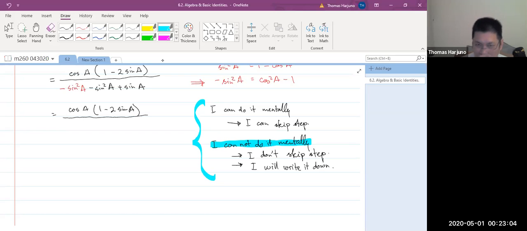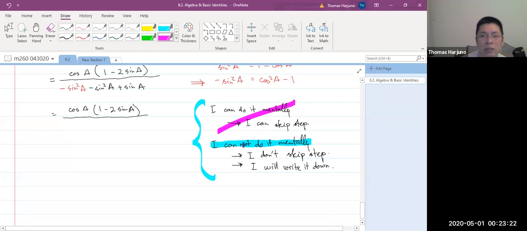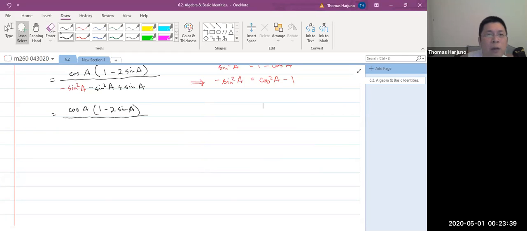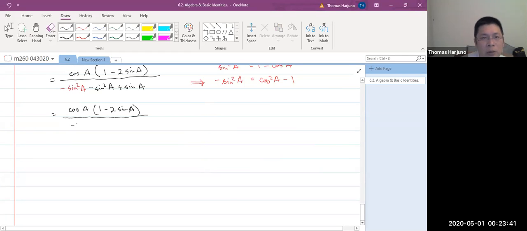The reason is, if they can do it mentally, they skip steps, they don't write anything until they cannot do it mentally. But when they cannot do it mentally, it's because they can't even write it in their mind. So they have nothing to write down. Either way, they don't write anything down. That's why they leave it blank, because if they know what to write, they don't write it down. If they don't know what to write, they don't know what to write. Boom. So I hope you see my reasoning. I want you to write each step.